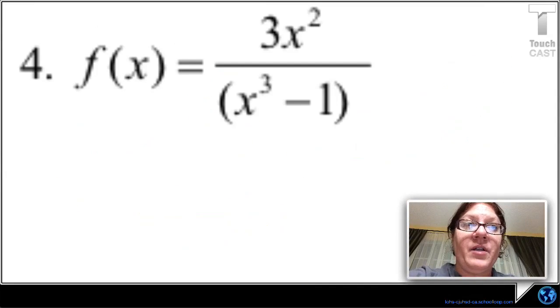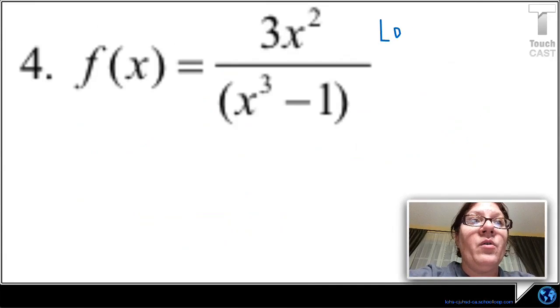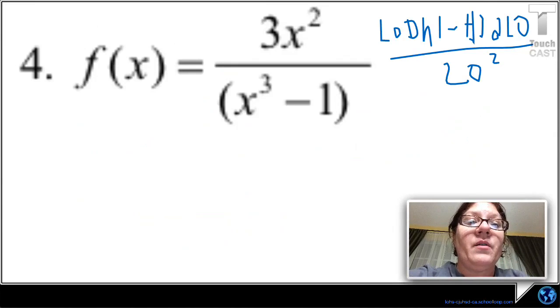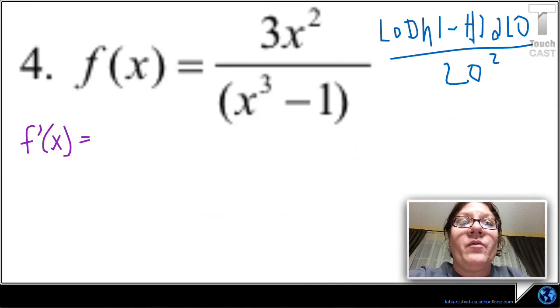And again, the first thing I have to decide is what's going on in this problem. I see a quotient, so I'm going to use quotient rule, which remember is low, high. So I'm doing low d high minus high d low all over low squared. Okay, let's try it. So first I'm going to write down the low. So I just copy it down. That's the denominator. And then I have to do the derivative of the high.